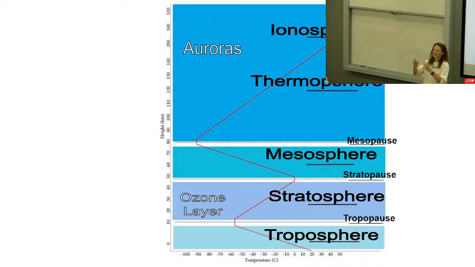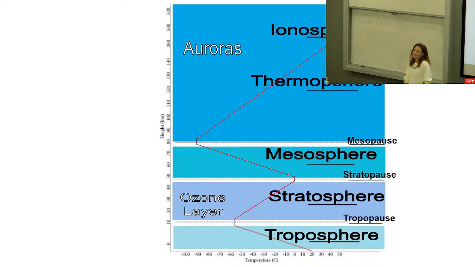So we send up radio waves, they hit these charged particles in the ionosphere, and the radio waves come back down to Earth. So this is what we use to talk over the radio. So the ionosphere is important to us, so it's good to know that it's there in the thermosphere.